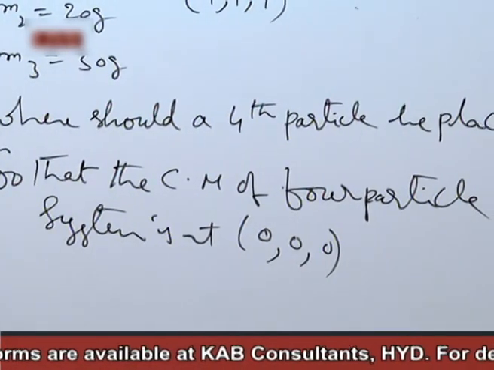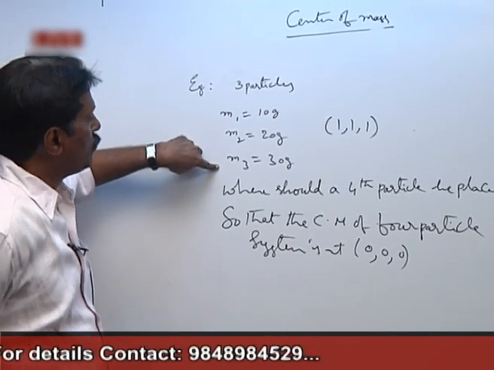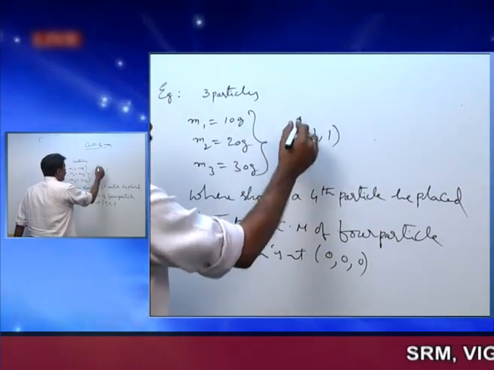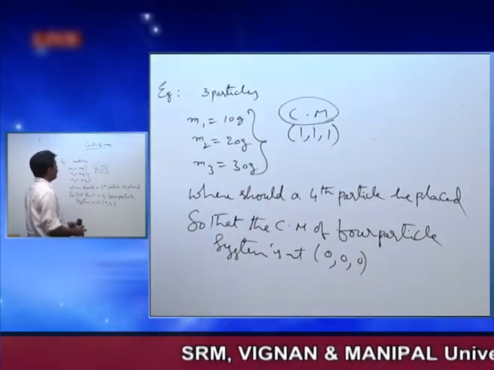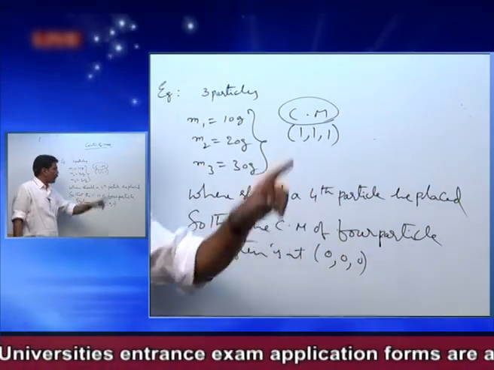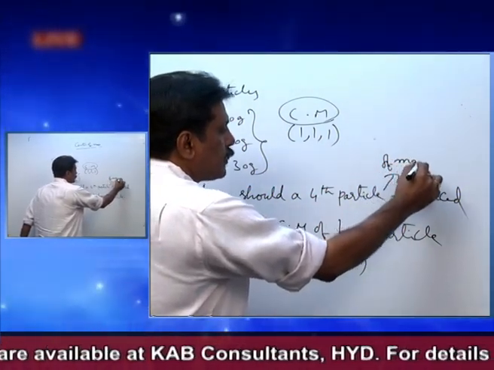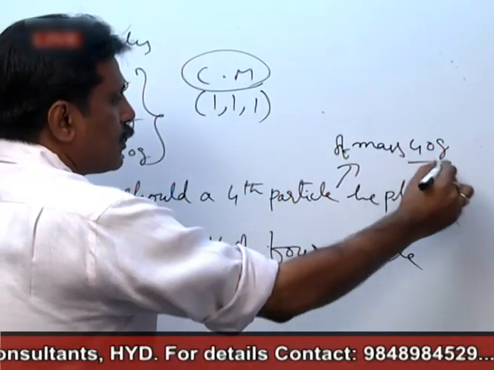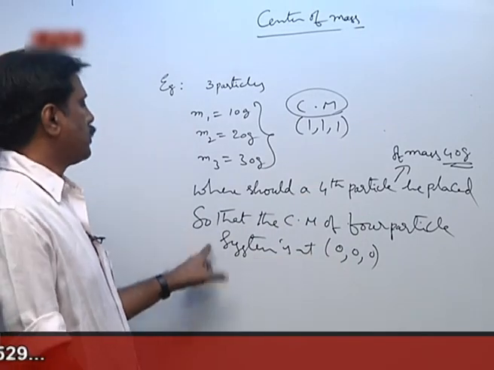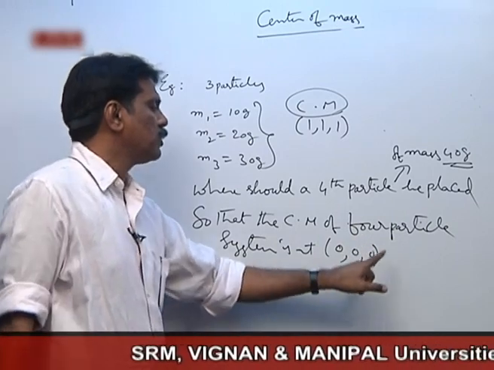See the problem here, there are three particles, their masses are 10 grams, 20 grams, 30 grams. These three have a center of mass here, remember that. The center of mass coordinates of these three particles is given as 1, 1, 1. Now, where should a fourth particle of mass 40 grams be placed so that the center of mass of the 4 particle system is at 0, 0, 0?